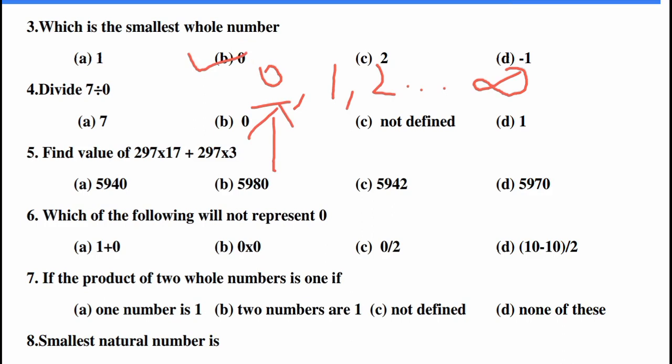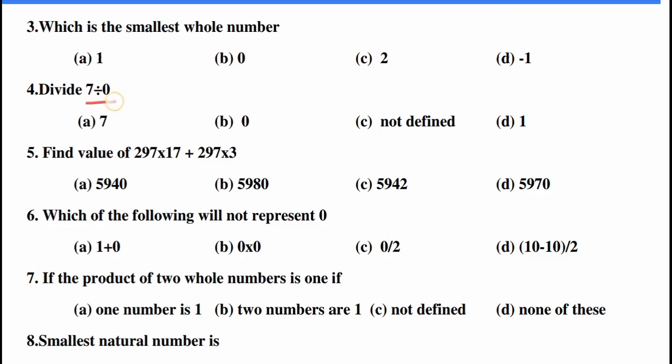Now question number 4. Divide 7 by 0. 7 divided by 0. So can we divide any number by 0? No, because it is not defined in mathematics. So answer is C, not defined.